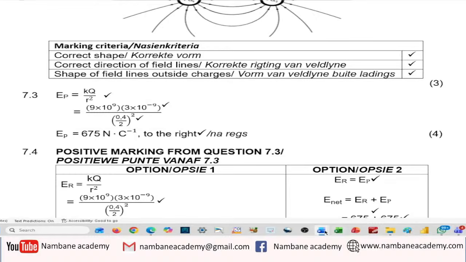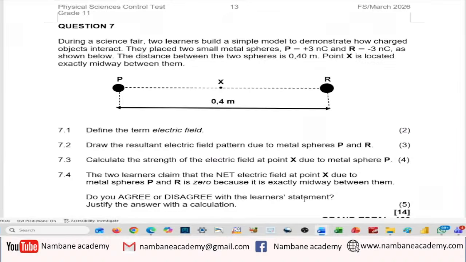Okay. Then the last question of the question paper. Two learners claim that the net electric field at point X due to metal spheres P and R is 0 because it is exactly midway between them. Do you agree or disagree with the learners' statement? Then learners were expected to justify whether they agree or disagree with a calculation. So they will have to calculate the net electric field, and then check if the net electric field that they calculate is equal to 0 or not.